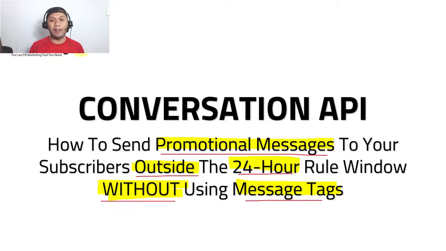First, we have another tool that we can use to send messages to our subscribers that is not bound by the 24-hour policy, and that is the Conversation API. Using Conversation API, we can send promotional messages to our subscribers outside of the 24-hour rule without using tags. The tool that we use for this is the FB Marketing Master. We have also discussed the difference between Send API and the Conversation API, what the 24-hour policy is, and what the purpose of the message tag is. So I hope you learned a lot in this lesson.